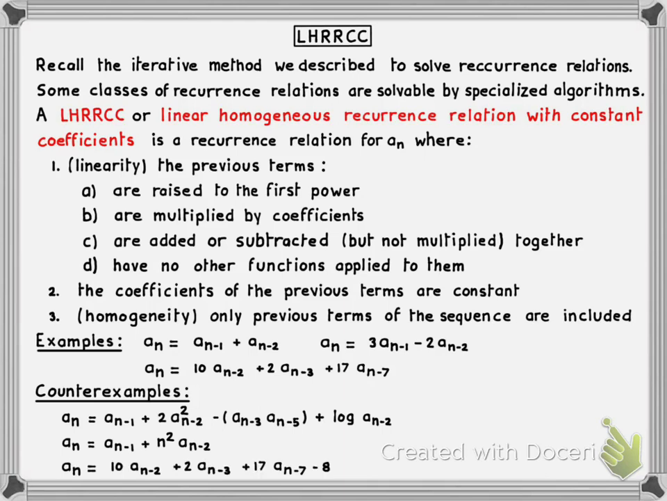And finally, this recurrence relation is not a LHRRC either because of this minus 8. Notice all of the terms here satisfy all of the constraints of LHRRCs. However, the last constraint, the homogeneity constraint, states that all you can do is add and subtract previous terms to define a sub n. You're not allowed to add or subtract anything else. So you're not allowed to subtract a constant here like an 8. That's a non-homogeneous recurrence relation, and therefore it is not a LHRRC.